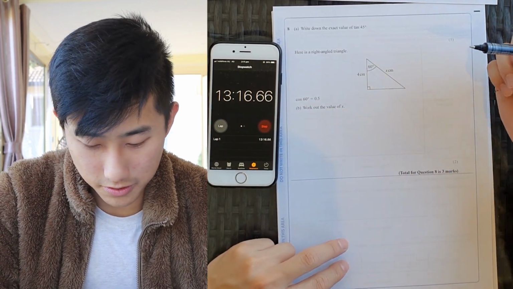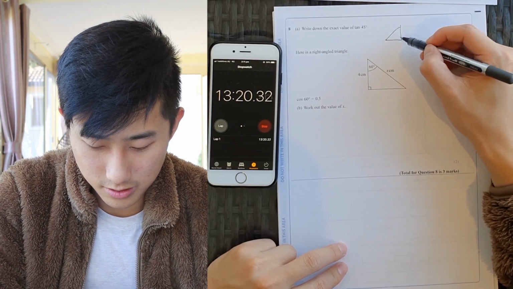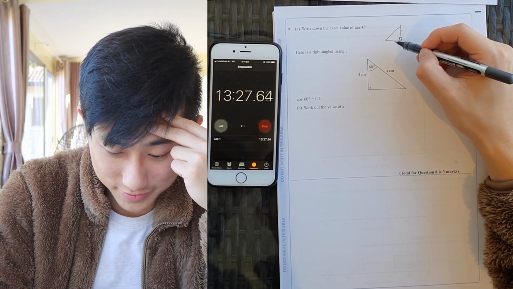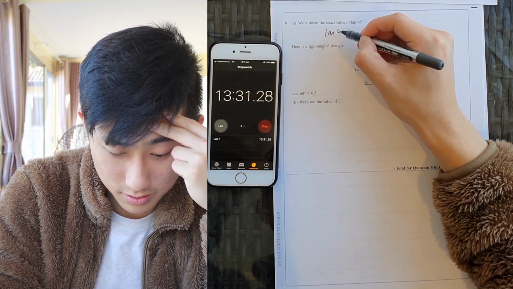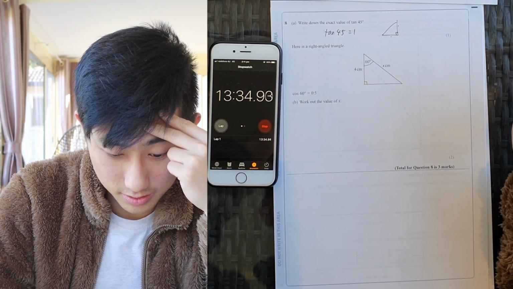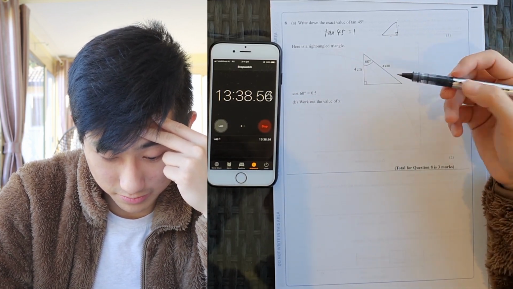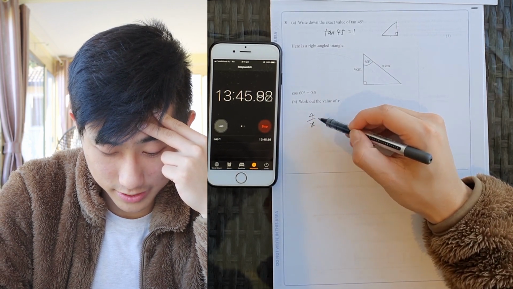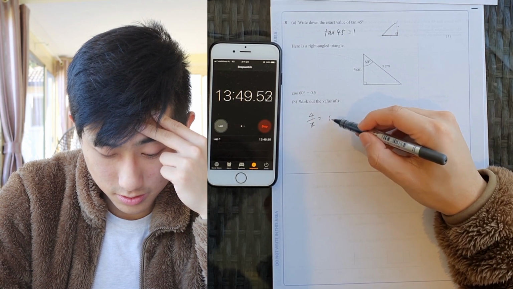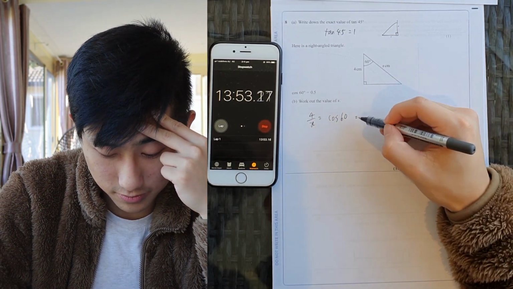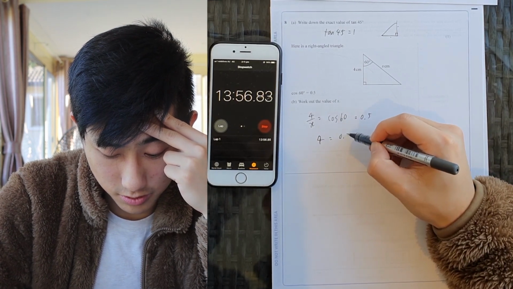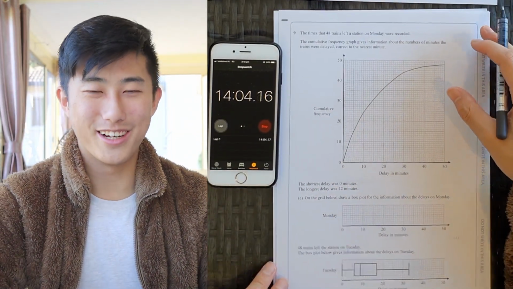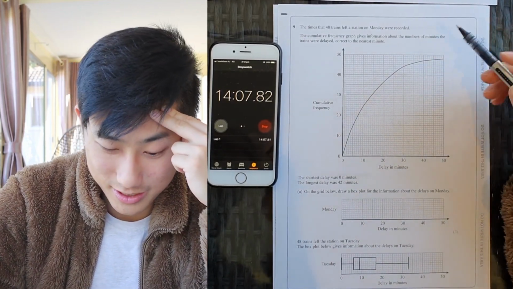Write down the exact value of tan 45. Oh my god, I actually forgot this. Tan is opposite over adjacent, so tan 45 is 1. Okay, here's the right angle triangle, cos 60 equals 0.5. Work out the value of x. So 4 over x equals cos 60, so it's 0.5. 4 equals 0.5x, x equals 8. Okay, this is a lot easier than I expected. I might have to do the A levels next time.